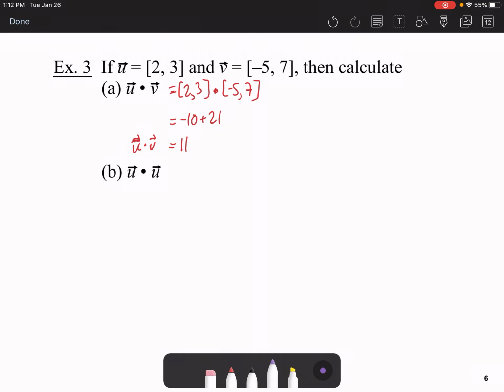Let's try that with u dot u. So 2, 3, dotted with 2, 3. So 2 times 2 is 4. 3 times 3 is 9. Together this equals 13. And the magnitude of this thing would just be square root 13.